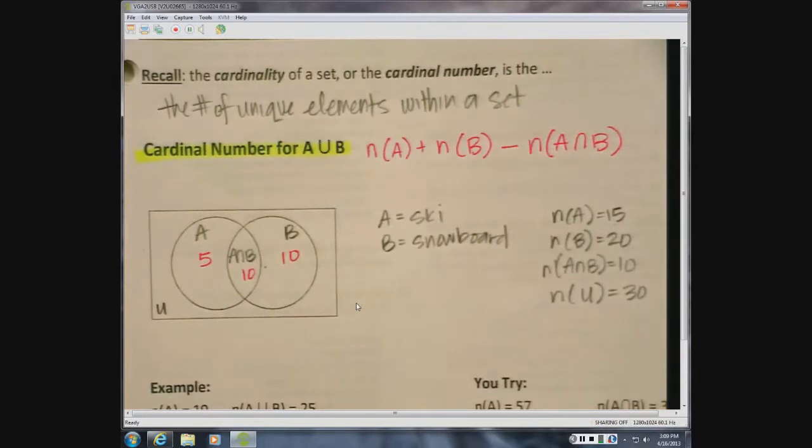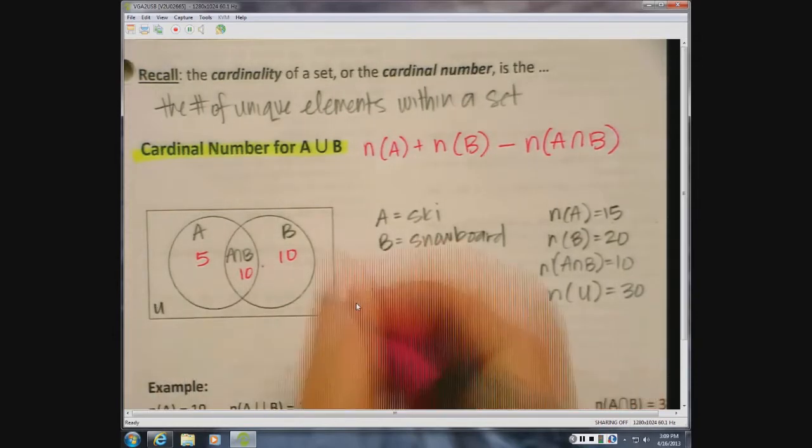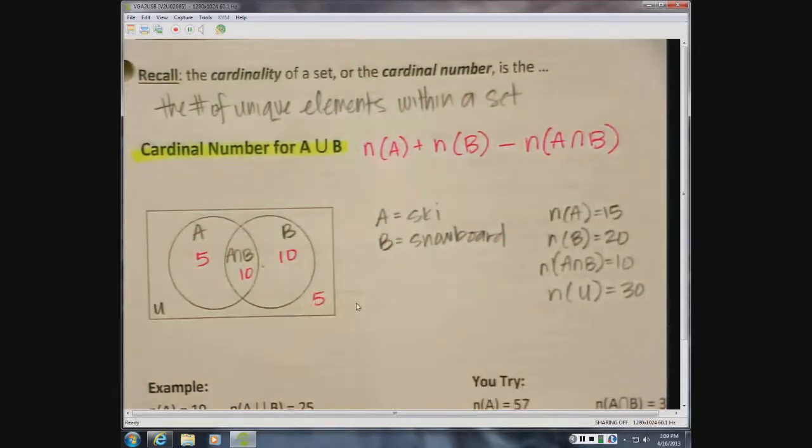How many more people are there that don't ski or snowboard? Well, that would be, what, I have 10, 20, 25 people. That means I have 5 people who don't ski or snowboard. They don't belong to set A. They do not belong to set B. Let's do another example.